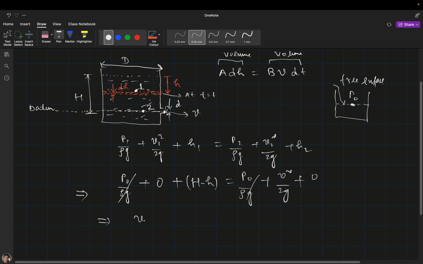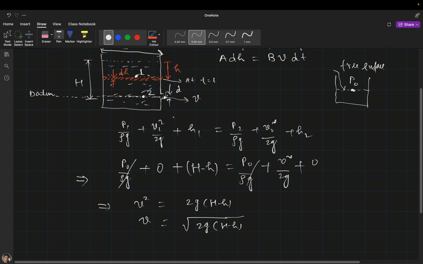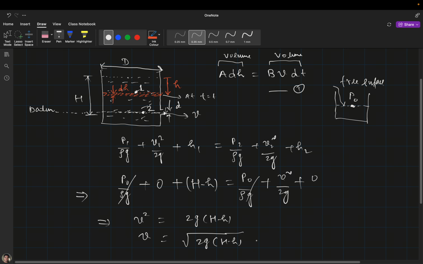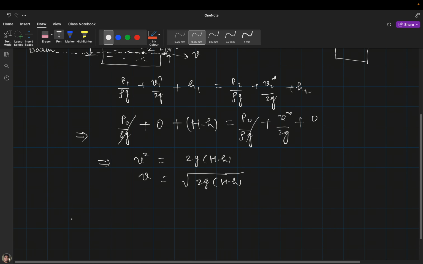Then we will get V square equal to 2g into capital H minus h. So V will be square root of 2g into capital H minus h. So this will be the velocity. And if you take the datum from here, then this h will be omitted and this will be minus h. Now what I will do is substitute this v into that equation.